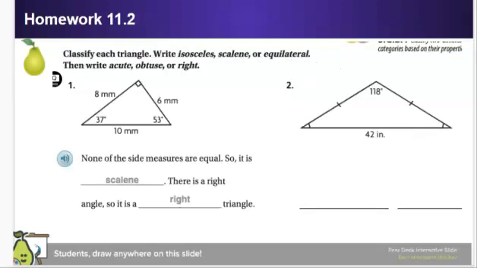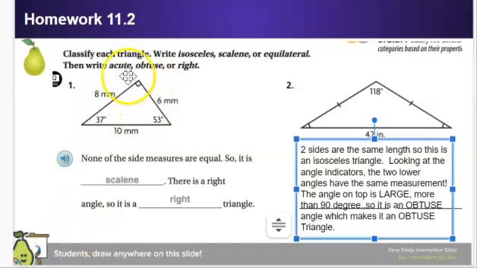All right, classify each triangle. Write isosceles, scalene, or equilateral, and then write acute, obtuse, or right. So go ahead and pause the video and give that a go. All right, how did you do? I noticed this little square represents a right angle. So this would be a right triangle.